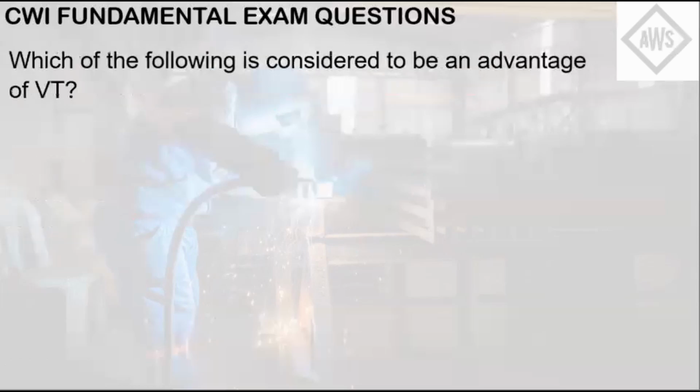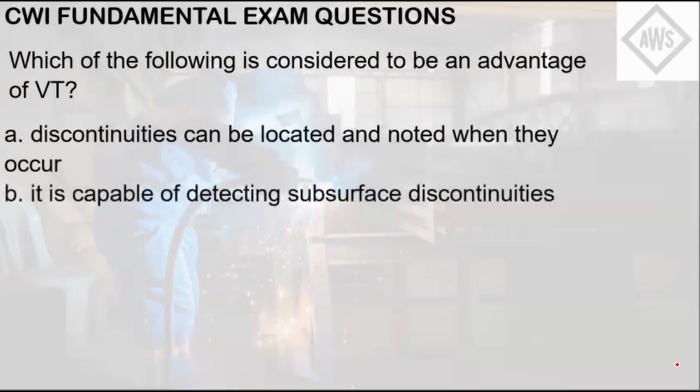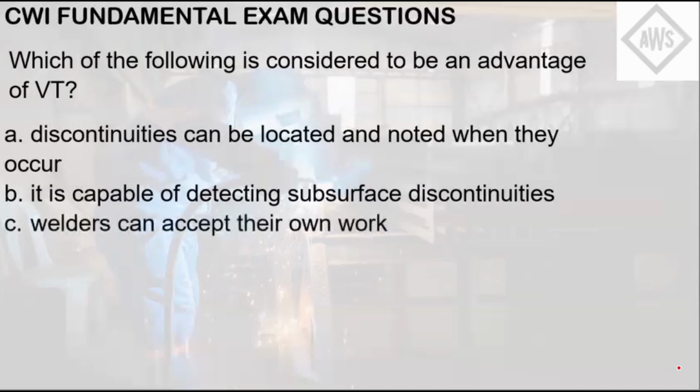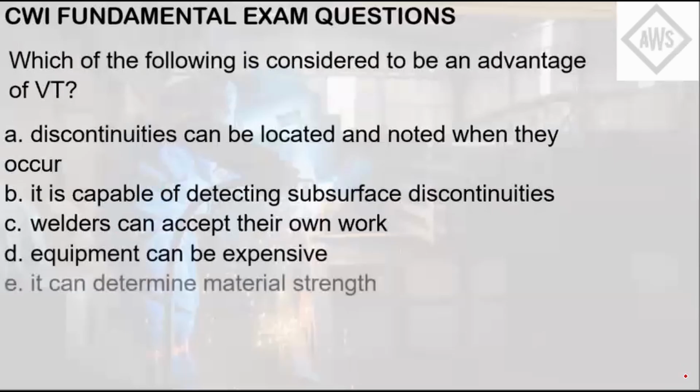Which of the following is considered to be an advantage of VT or visual testing? Letter A, discontinuities can be located and noted when they occur. Letter B, it is capable of detecting subsurface discontinuities. Letter C, welders can accept their own work. Letter D, equipment can be expensive. Letter E, it can determine material strength. If you can observe here, all of the choices have their own merits, right? But we have to select the best answer here.